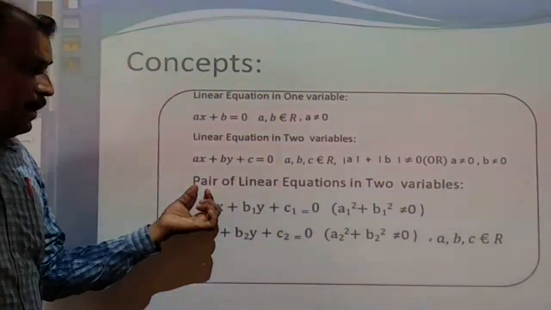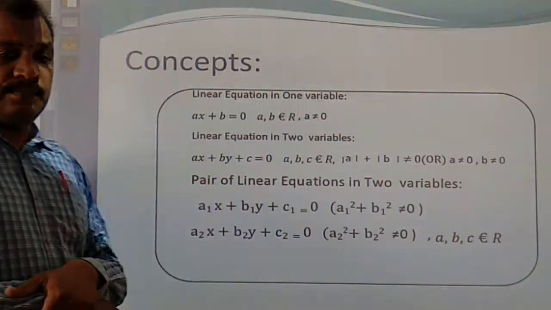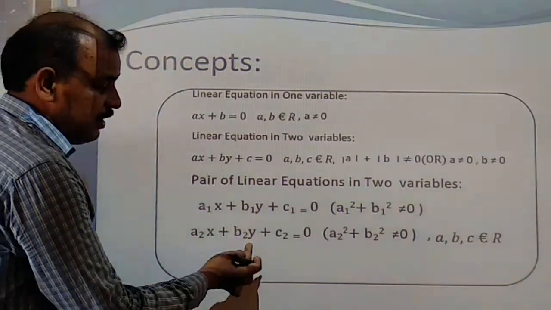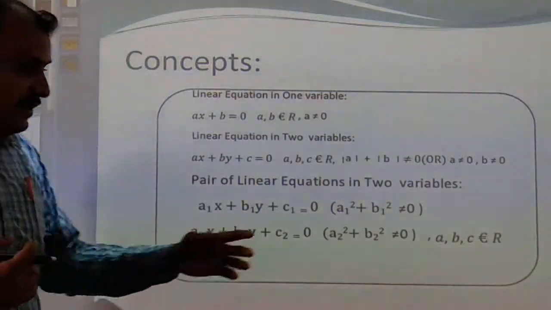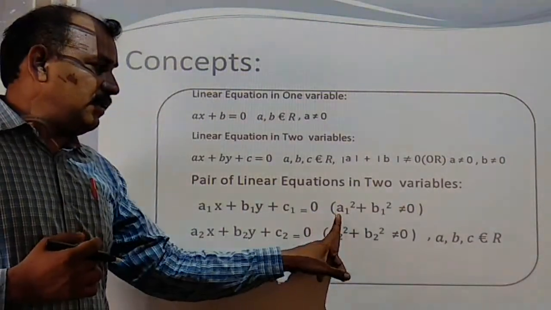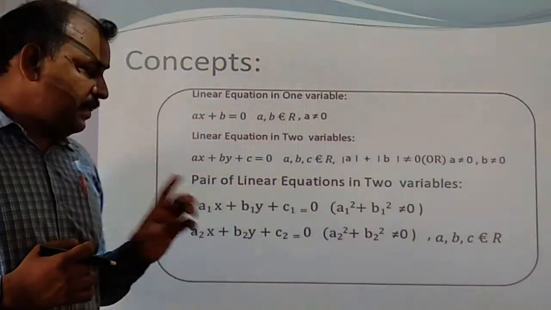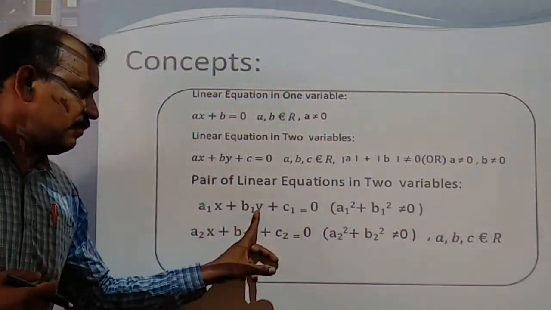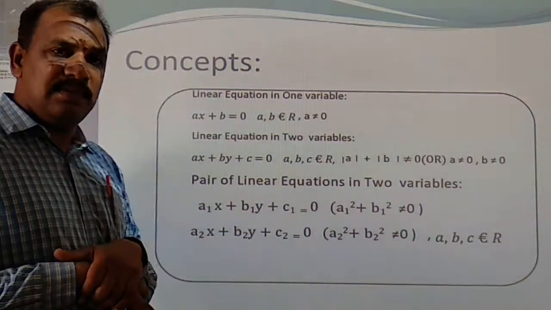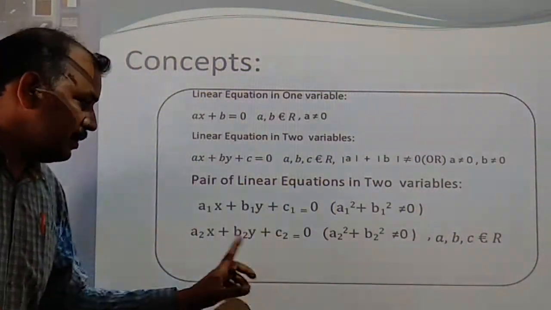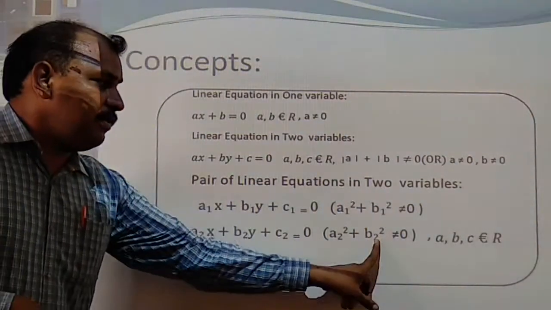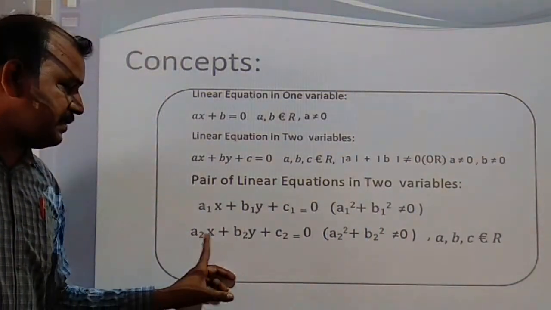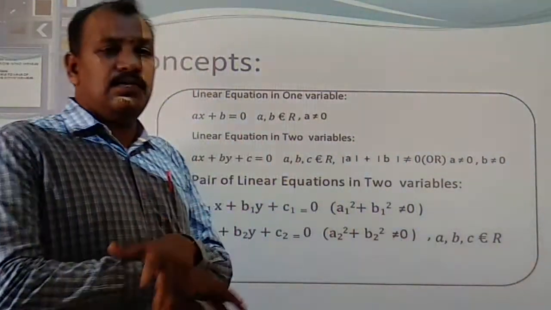Third one, a pair of linear equations in two variables. The general form is a1x plus b1y plus c1 is equal to 0, a2x plus b2y plus c2 is equal to 0. Let's see the conditions. For this one, a1 square plus b1 square is not equal to 0. It means the sum of the squares of the x and y coefficients is not equal to 0. Similarly, in the second equation also, a2 square plus b2 square is not equal to 0. It means the sum of the squares of the x and y coefficients is not equal to 0.